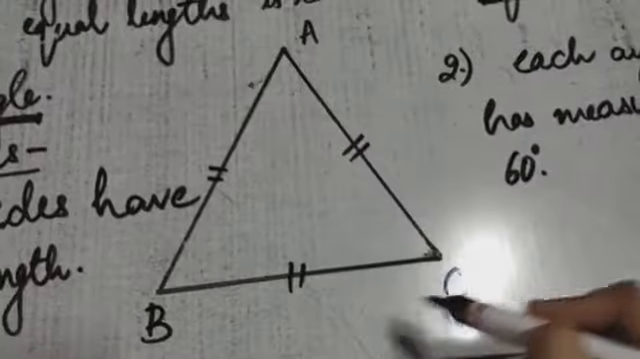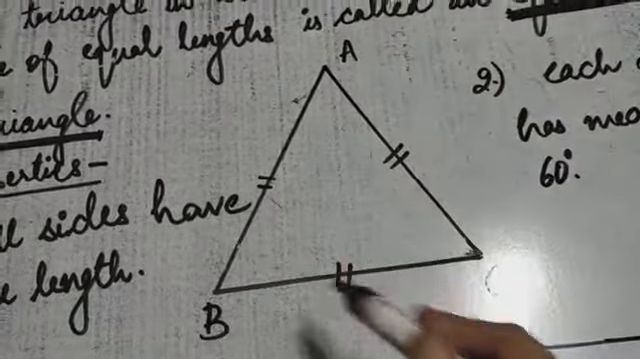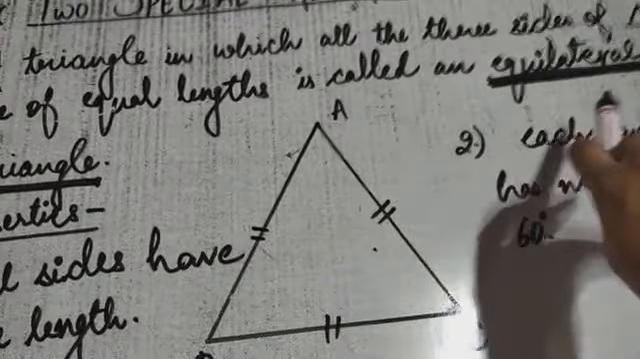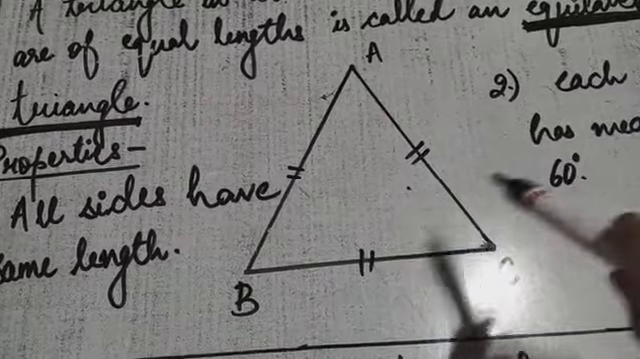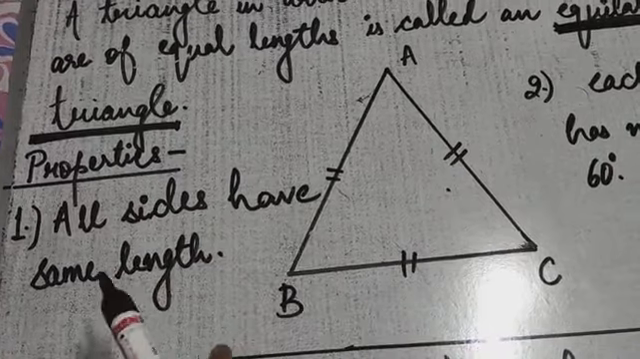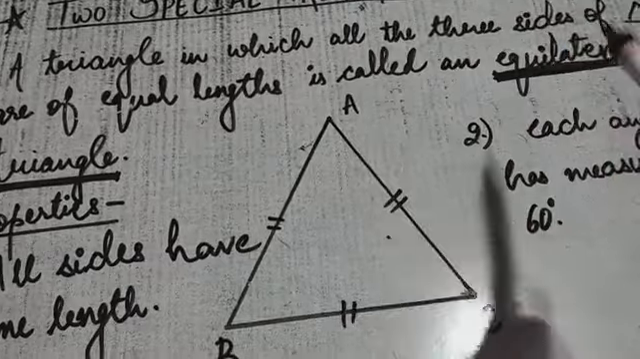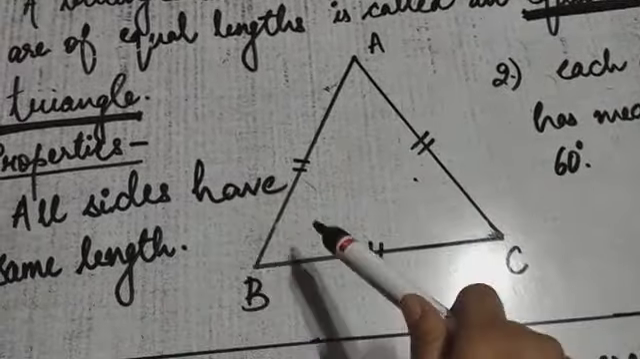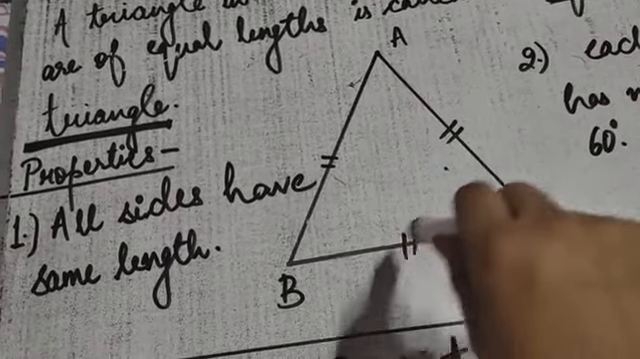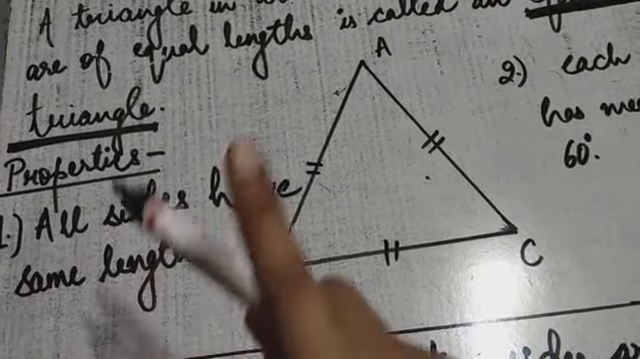Means all the three sides, like AB should be equal to BC should be equal to AC. So all the three sides of the triangle should be equal. That's why it is called an equilateral triangle. Now coming to the properties. Properties of an equilateral triangle: all sides have the same length. First of all we have studied that all the three sides are of equal length. So the first property will be all sides have the same length, AB equals BC equals AC.